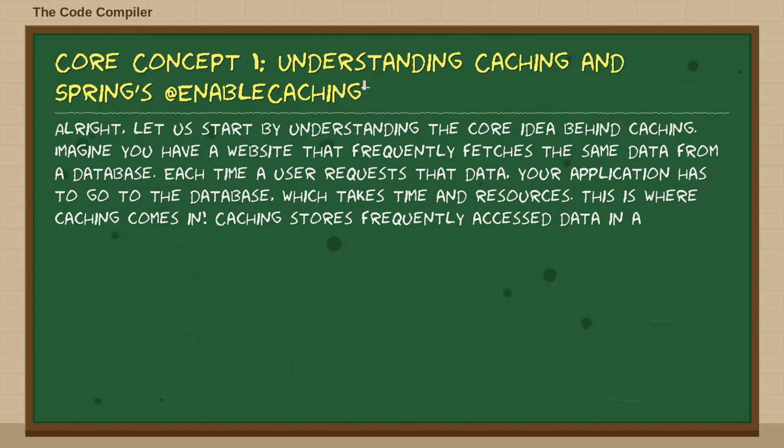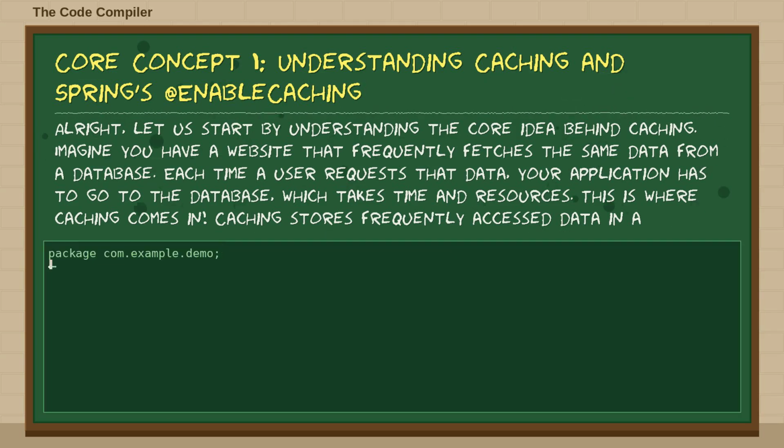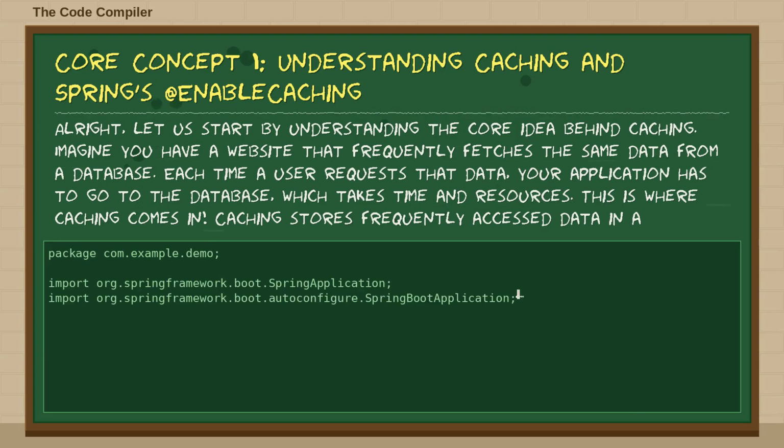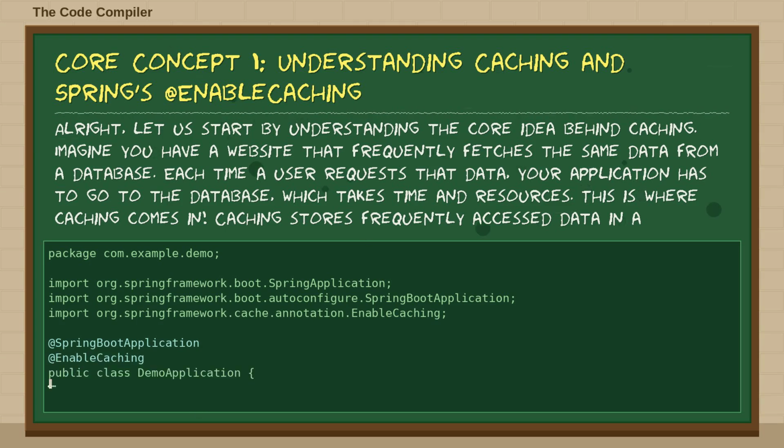The first step is to tell Spring that you want to use caching in your application. You do this by adding the @EnableCaching annotation to your main Spring Boot application class. This annotation is like flipping a switch that activates Spring's caching mechanism. Once enabled, Spring will then look for other caching-related annotations in your code. This foundational step is crucial for everything else to work. Without it, Spring will not know to manage your cache. So, remember @EnableCaching is your starting point.